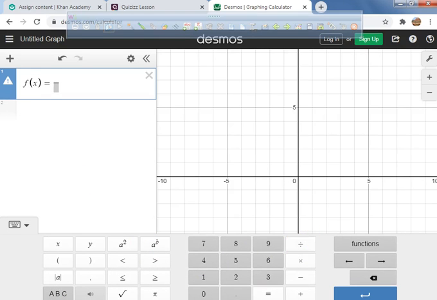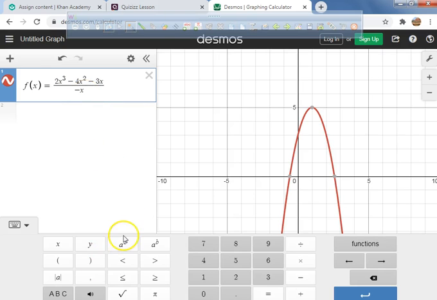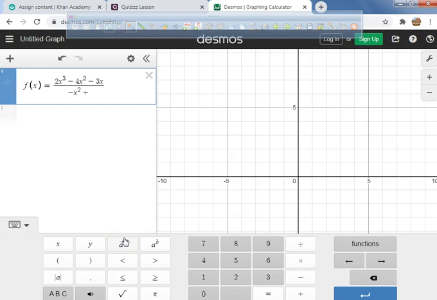Okay, so what was in the numerator? 2x cubed minus 4x squared minus 3x. Okay, minus 3x. All right, and then what else? It was negative x squared plus 3? Okay, so check this out.